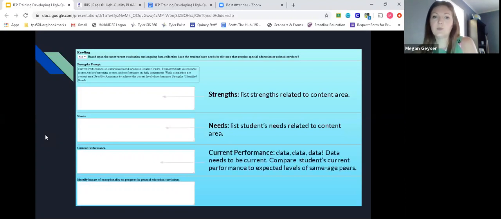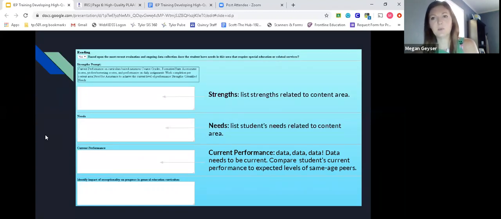Next is the current performance, and this is that data, data, data. The data needs to be current, and we also need to remember to compare students' current performance to the expected levels of same age peers. This is really showing why they need specialized instruction in this content area.